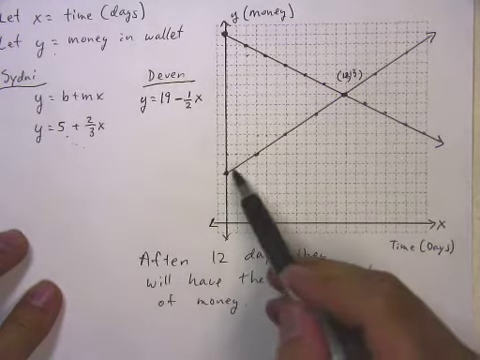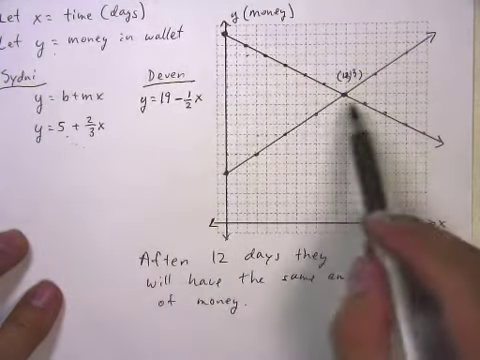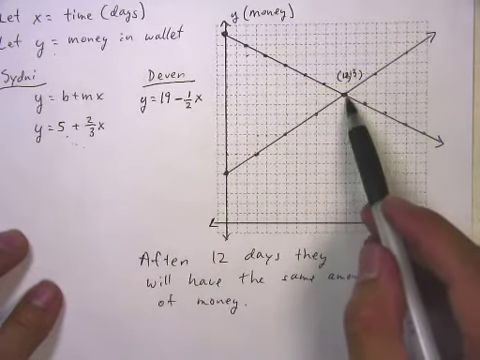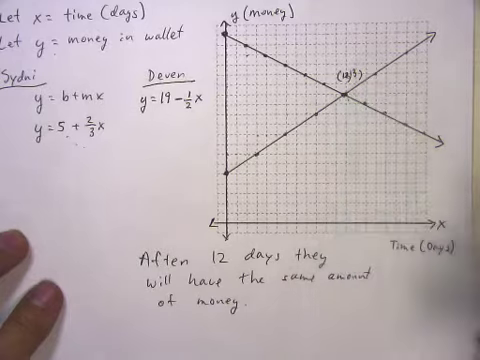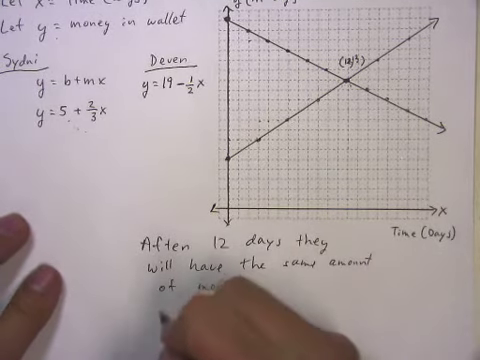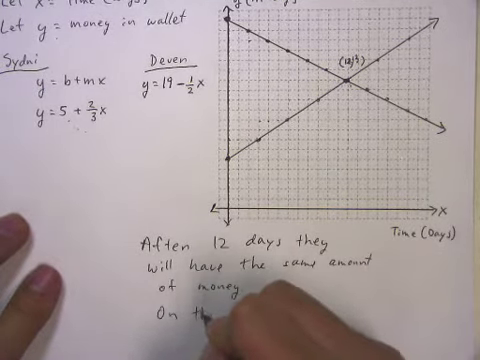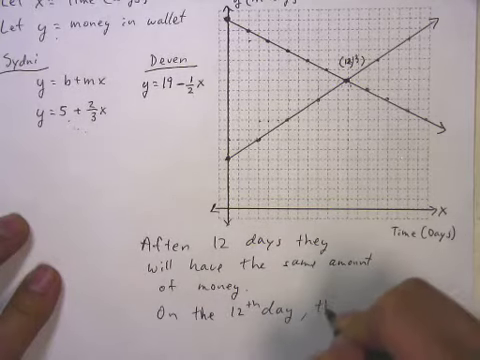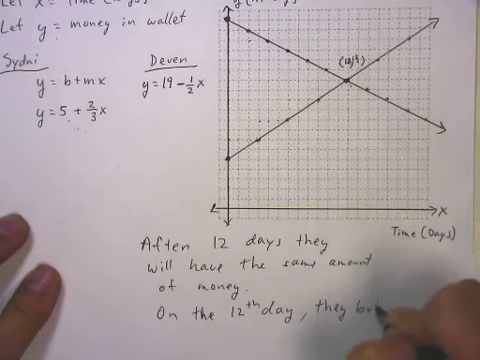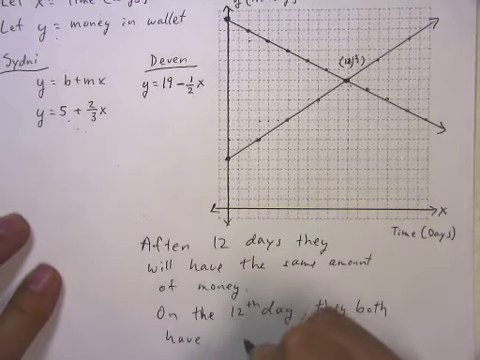So Sydney's money is going up, Devin's money is going down. At this point, they have the same amount after 12 days. And how much money do they have on that 12th day? They have $13. So we can say on the 12th day, they both have $13.